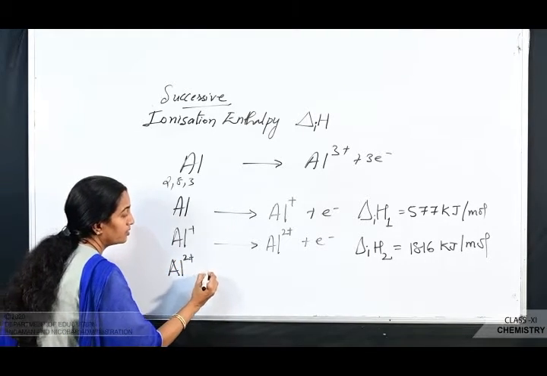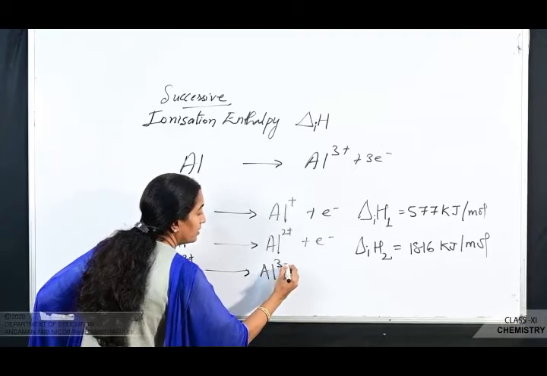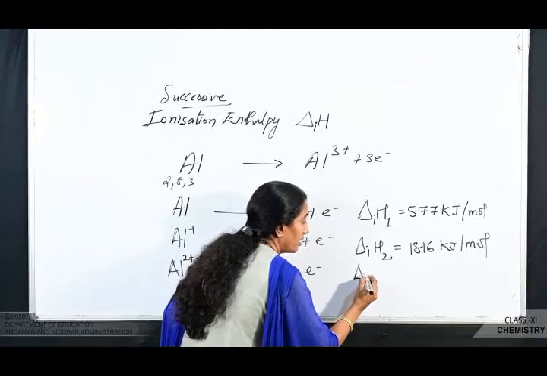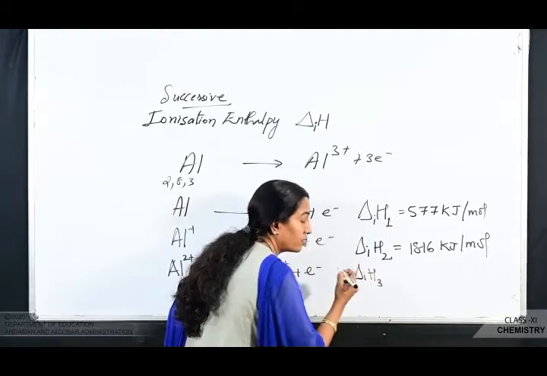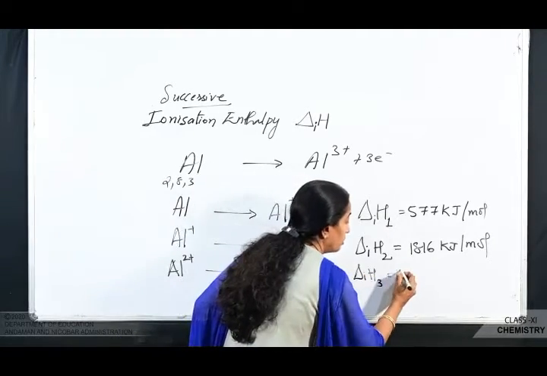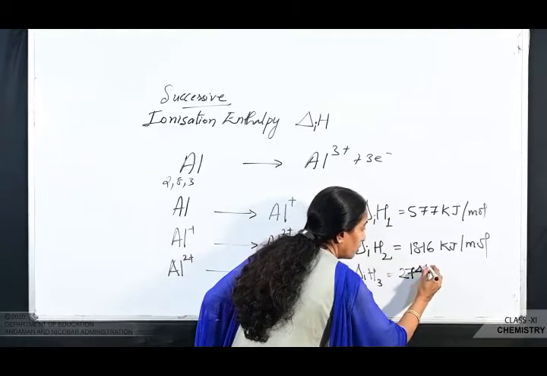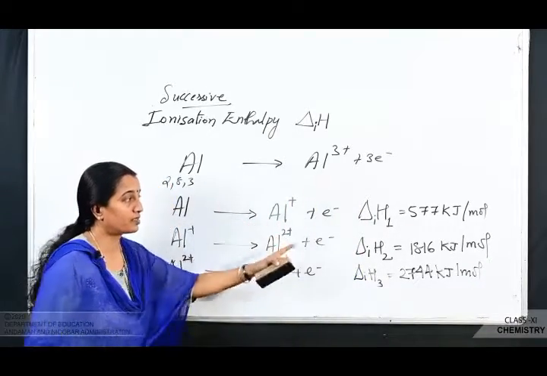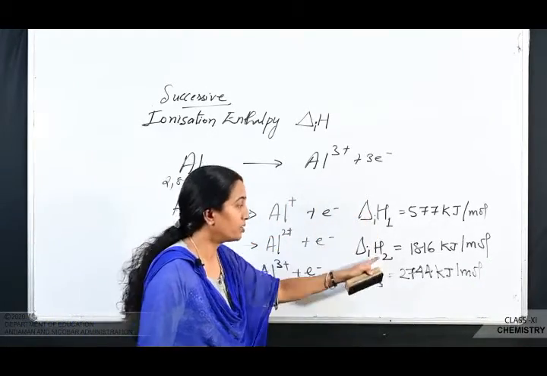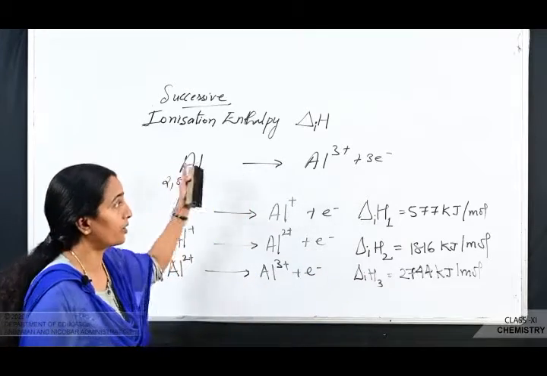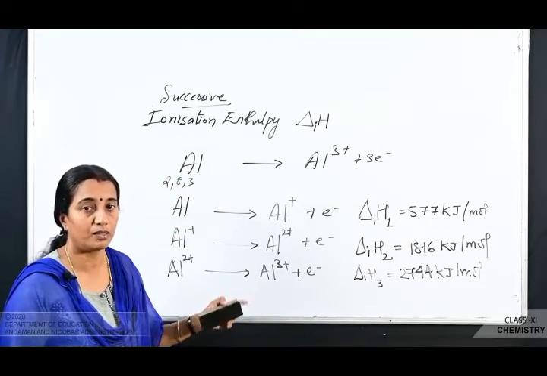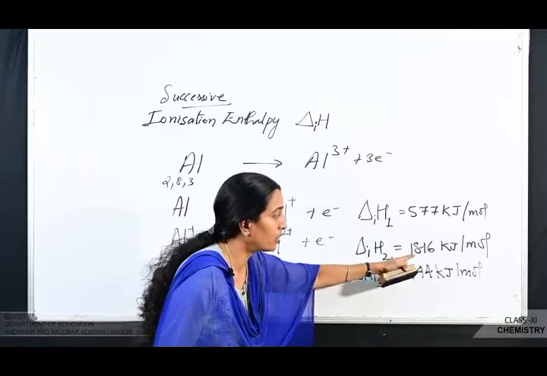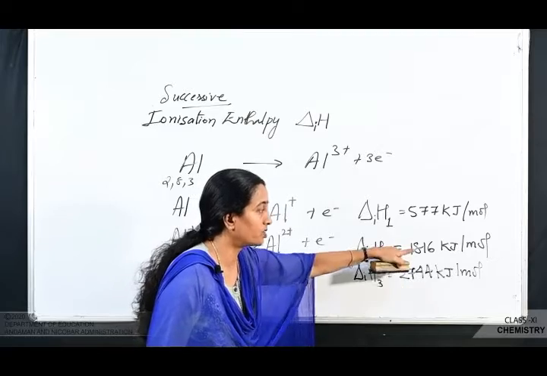Al 2+ is going to lose 1 electron. And here the ionization enthalpy is called the third ionization enthalpy, which is equal to 2744 kilojoule per mole. So these enthalpies 1, 2 and 3 are called the successive ionization enthalpy. Step by step it is taking place successively. And here what you are finding is that the ionization enthalpy increases, that means the energy increases.